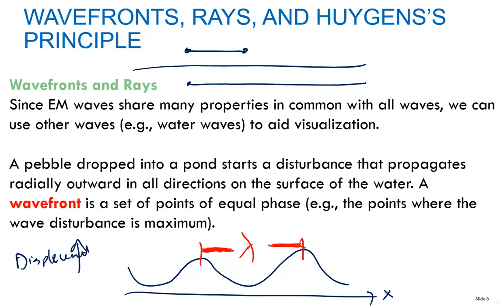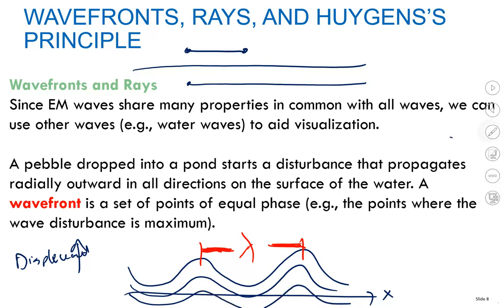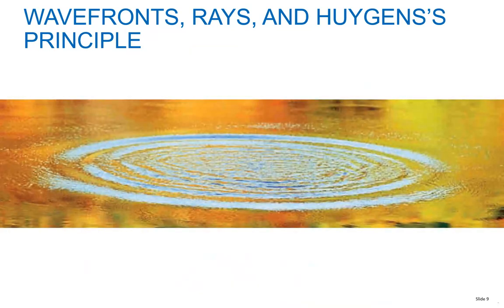So if we have rays traveling, one of the things we like to do is talk about wave fronts. It's the front of a wave. Well, if I have a bunch of waves traveling, we talk about the wave front as being the place where all the waves are at a maximum. So here are my wave fronts, separated by one wavelength. So here's a picture of waves on water.